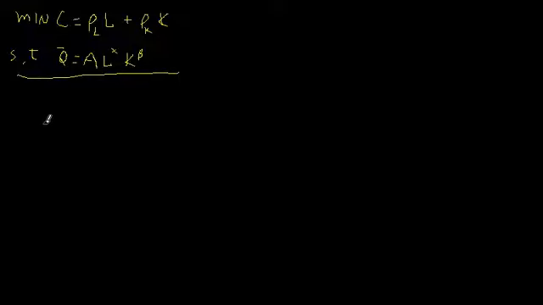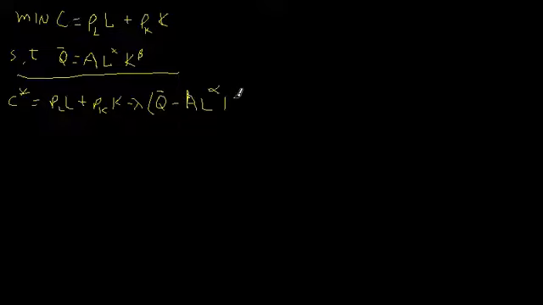And as we saw in the last video, the way you attack this problem is to set up the Lagrangian expression, and we'll call that Lagrangian function C star, and that's equal to the thing that you want to minimize, PL L plus PK K, minus the Lagrangian multiplier multiplied by the production function, written in a form where it's equal to 0.